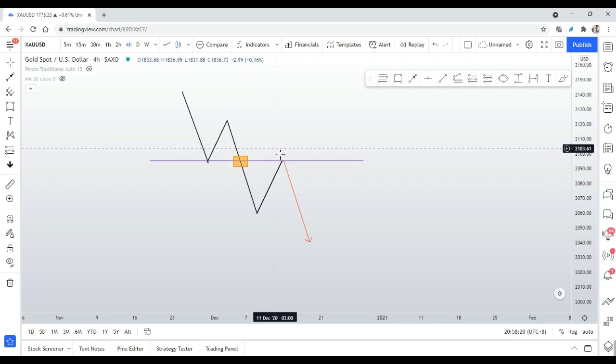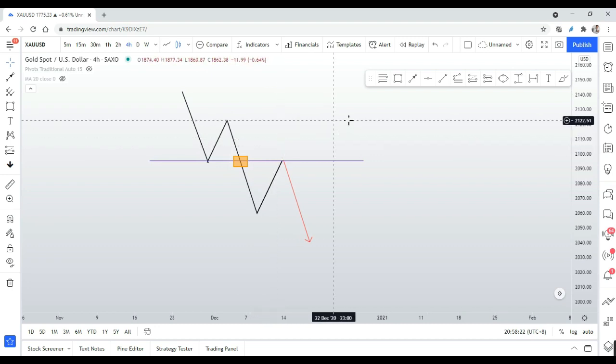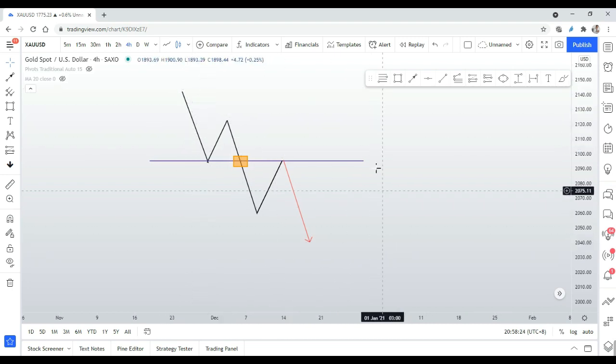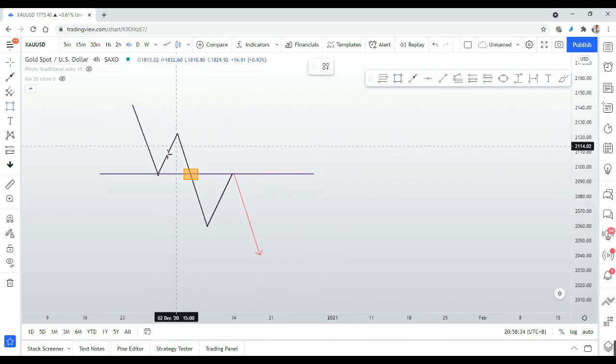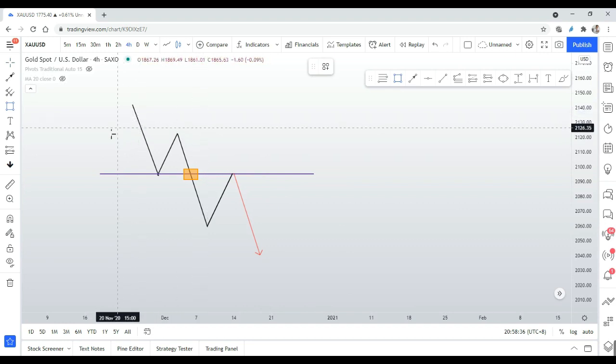So now, confirmation. This is the last part that I want to teach you, confirmation. Let's assume that this is an H1. What you can do is go into a higher time frame. Let's say it's H4.